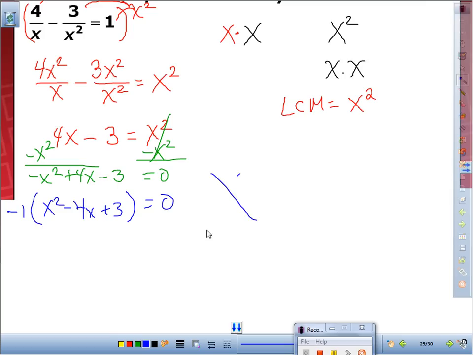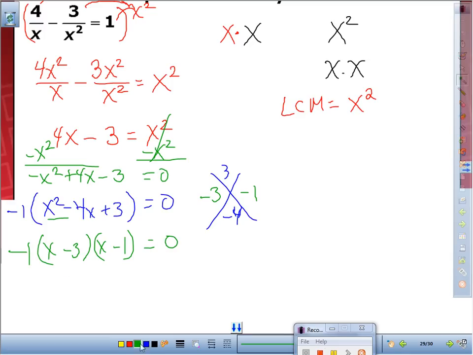Now we can use our Power Rangers. So what factors of 3 add up to negative 4? Negative 3 times negative 1, so this one is x, and one of them is negative 3, the other one is negative 1. Bring down the BFF, don't forget them. And now that we have all these, we set each one equal to 0. Negative 1 equal to 0, x minus 3 equal to 0, x minus 1 equal to 0. We there so far? And now we solve.